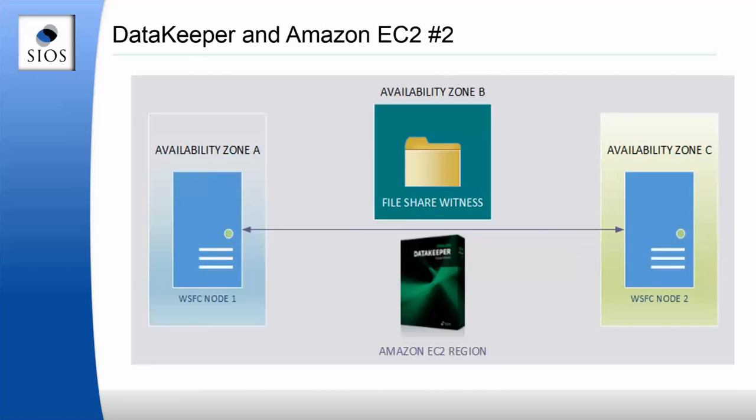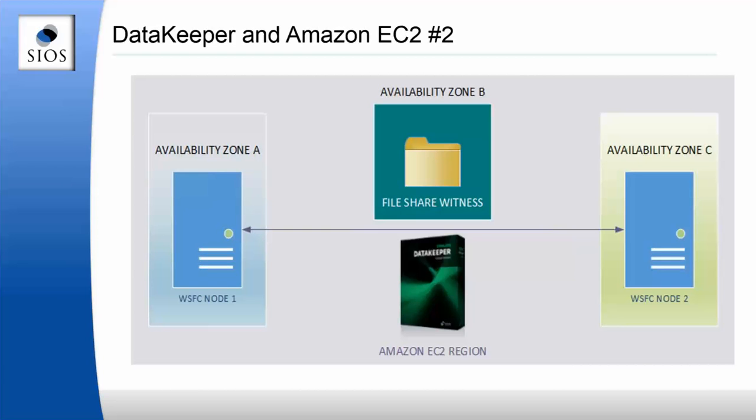something for quorum. So we have a file share witness that will stick in Availability Zone B. And we've got our nodes split over Availability Zone A and C. So we've got essentially separation here for your three roles. But we're doing the FCI solution using DataKeeper.